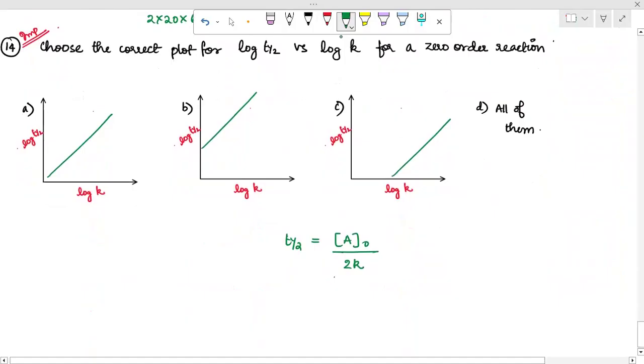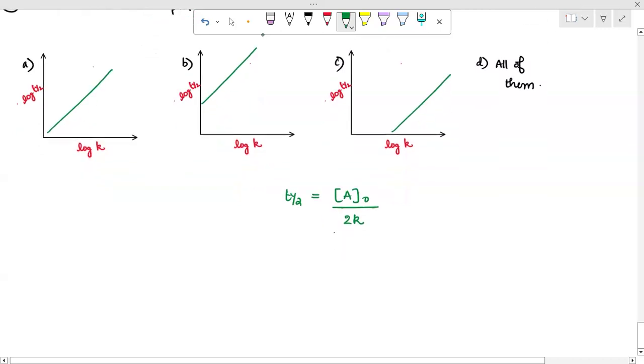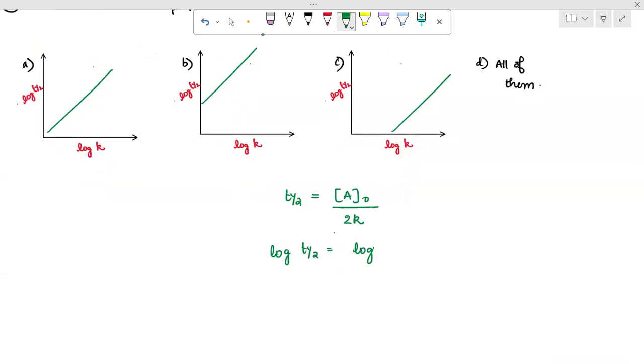Now what they have given is log t half. So of course we'll have to take logarithms on both the sides. So it becomes log t half is equal to log of A by B, correct? Log of A naught by 2K. And what is log A by B? That is equal to log A minus log B. If I apply that, log of A naught minus log 2K.